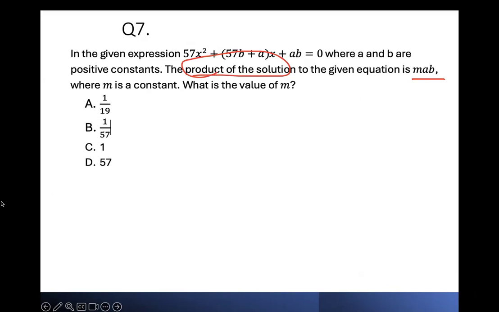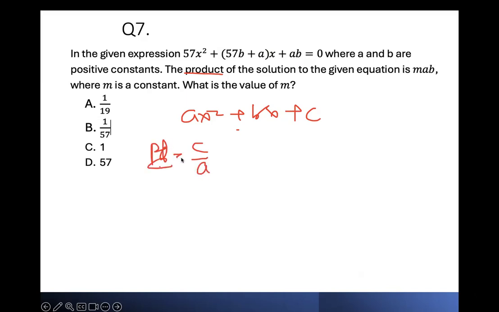In a quadratic equation, you have to know what the product of the solution is. If I give you Ax squared plus Bx plus C, the product of the solution is C over A. That is the product of the solution. But they told you the product of the solution is what? MAB.